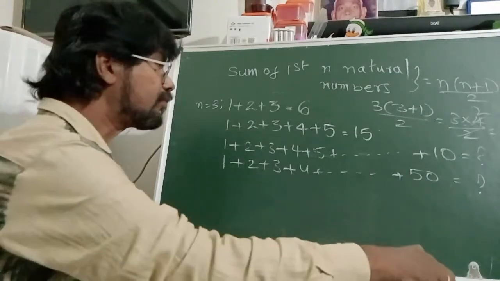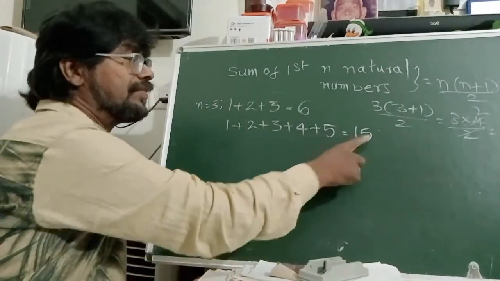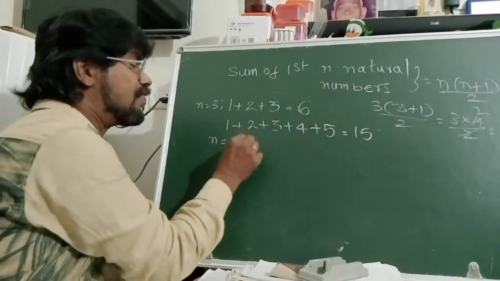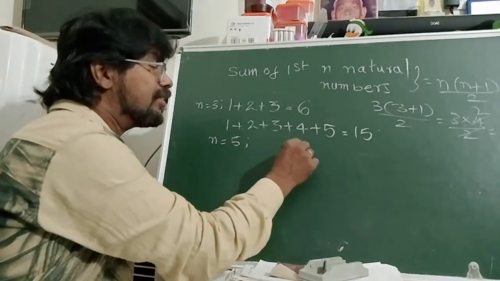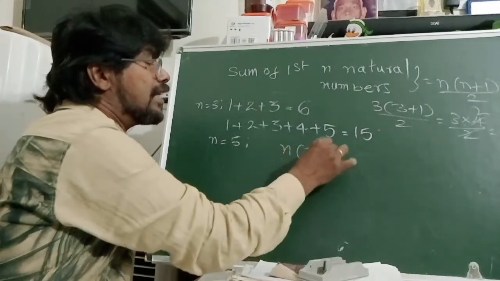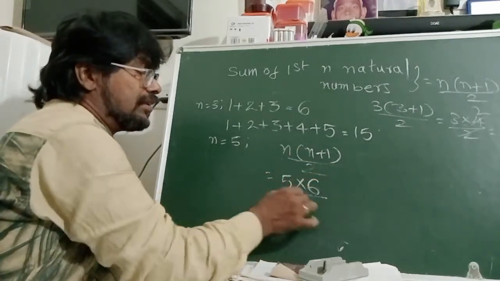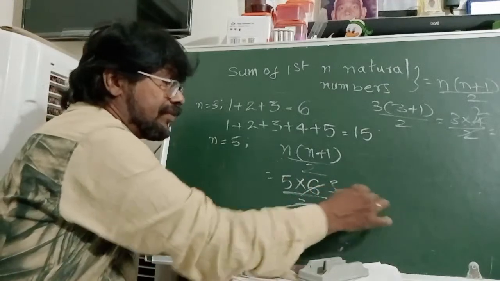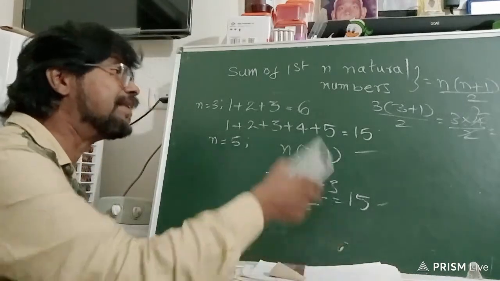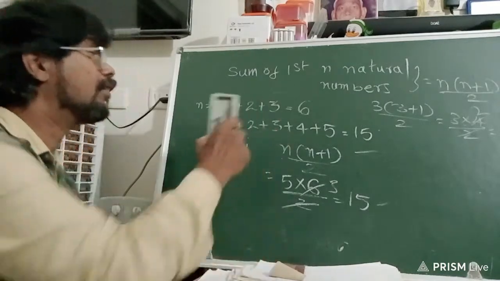Next one, 1 plus 2 plus 3 plus 4 plus 5, 15. So here n is equal to 5, the first 5 natural numbers. So 5 into 5 plus 1, n into n plus 1 by 2 is the formula. So 5 into 6 by 2, 5 times 3 is 15. Okay, this is correct. So we can very easily find the sum of the first n natural numbers by using this formula. We will go for another example.